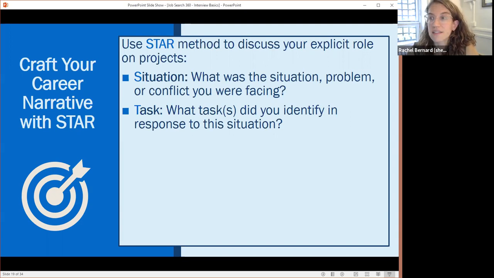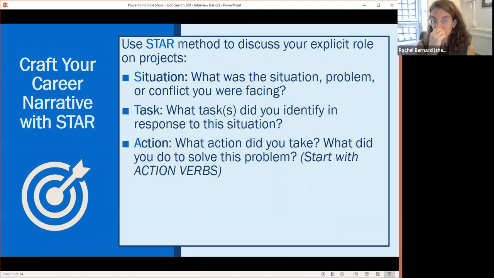Then the task: what did you, either individually or as a team, decide to do to respond to the situation? After setting the stage, what was it that you actually decided you had to do? Next, A stands for action. What action did you take?